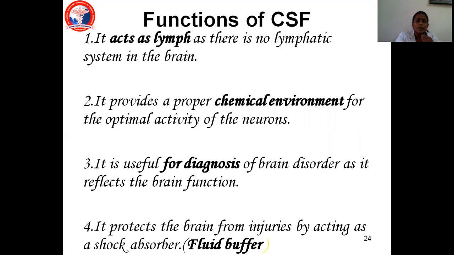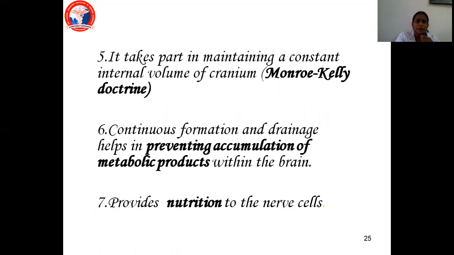And next one, it protects the brain from injuries by acting as a shock absorber. So it acts as a fluid buffer. It protects the brain from injuries by acting as a shock absorber. So next function is, it takes part in maintaining a constant internal volume of the cranium. That is called the Monro-Kellie doctrine.